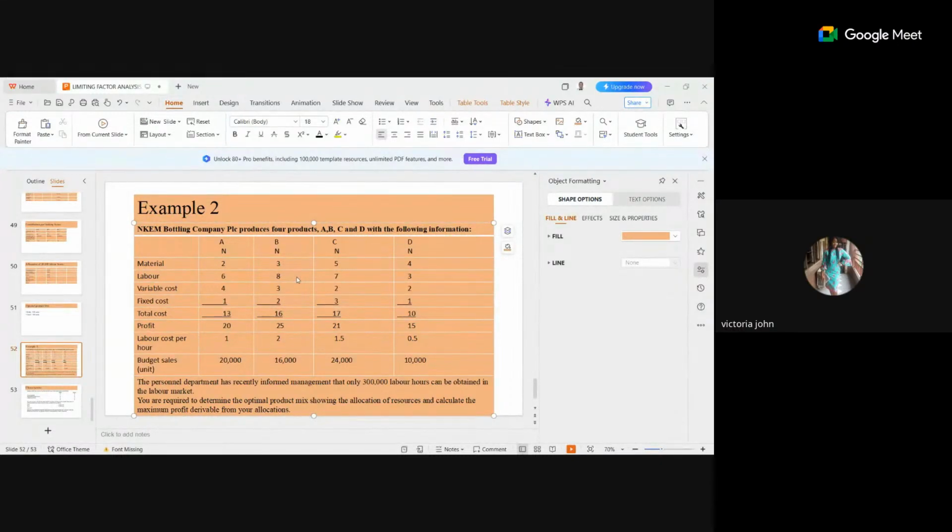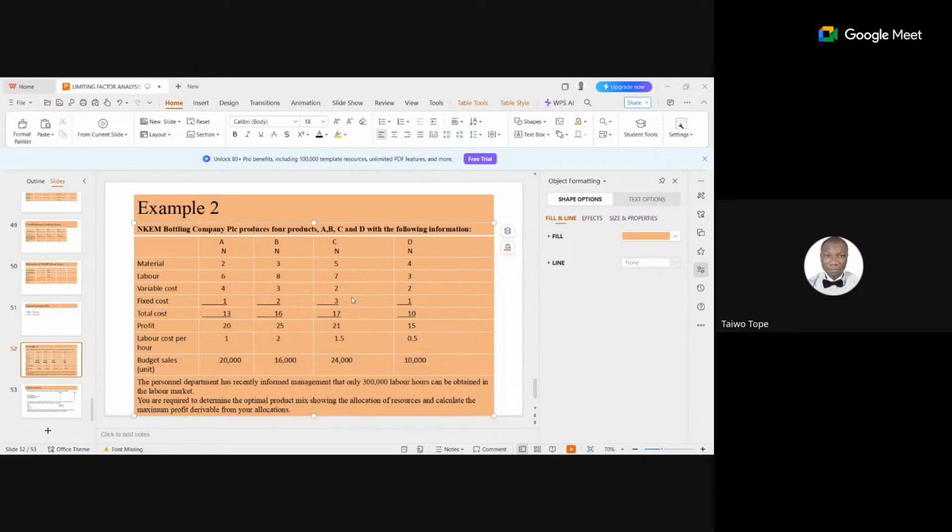Labor cost per hour is 1 naira, 2 naira 50 kobo, 1 naira 50 kobo, and 50 kobo. Then the budgeted sales per unit is 20,000 units, 16,000 units, 24,000 units, and 10,000 units. The personnel department has recently informed management that only 300,000 hours can be obtained in the labor market. You are required to determine optimal product mix, showing the allocation of resources, and calculate the maximum profits derivable from your allocations.